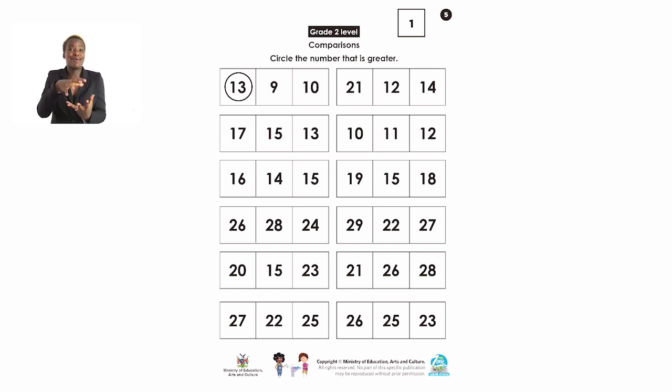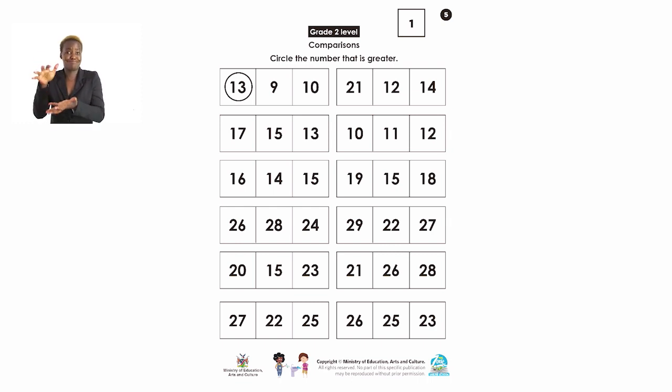All right, let's quickly look also at the next one. We have a 10, we have a 11, and we have a 12. We can notice by looking at the first numbers that all the first numbers have ones, which means they are all equal. But then we look at the numbers on the unit side. The first box has a 0, the second box has a 1, and the other one has a 2. So we encircle the one with a 2 because that one is the biggest of them all.